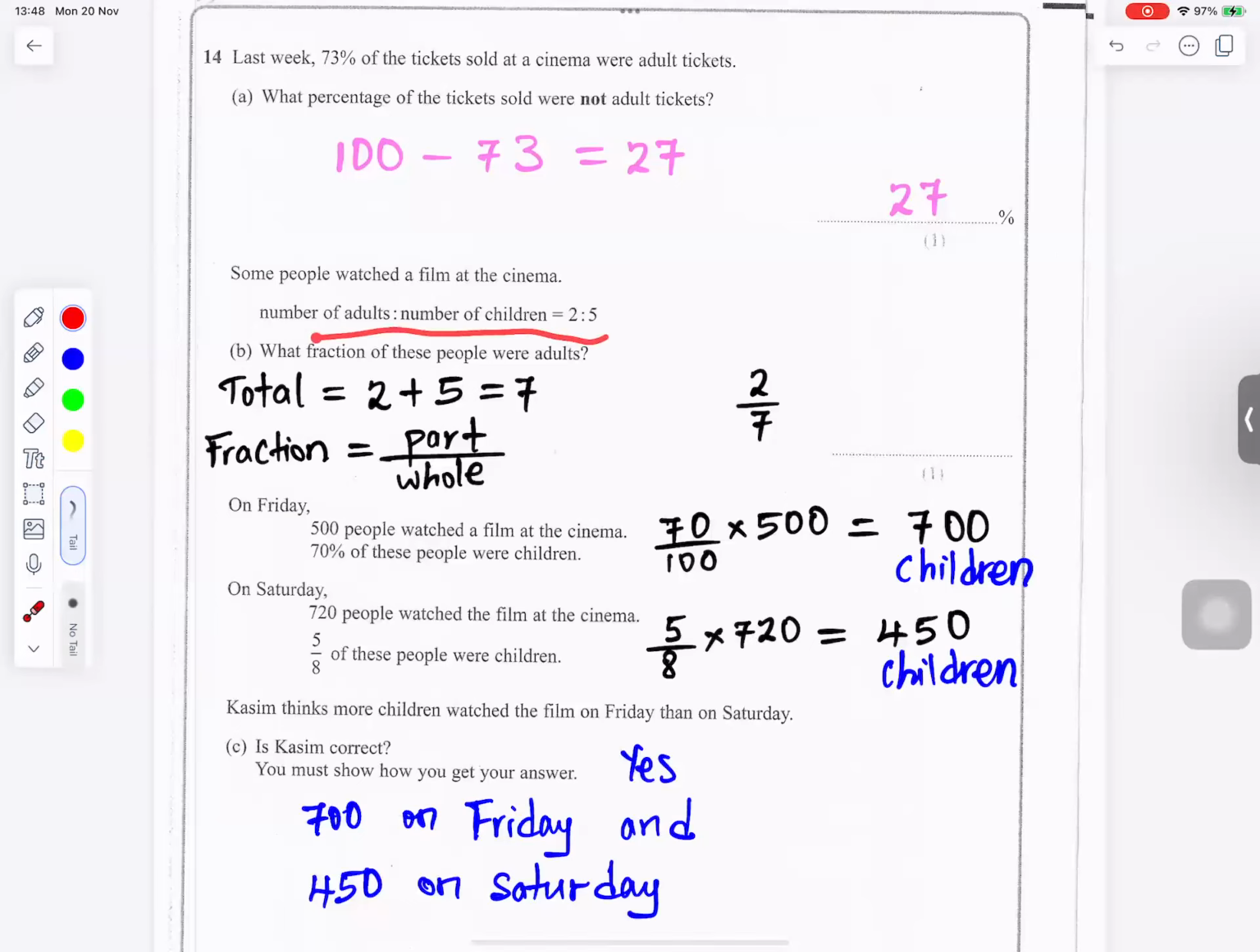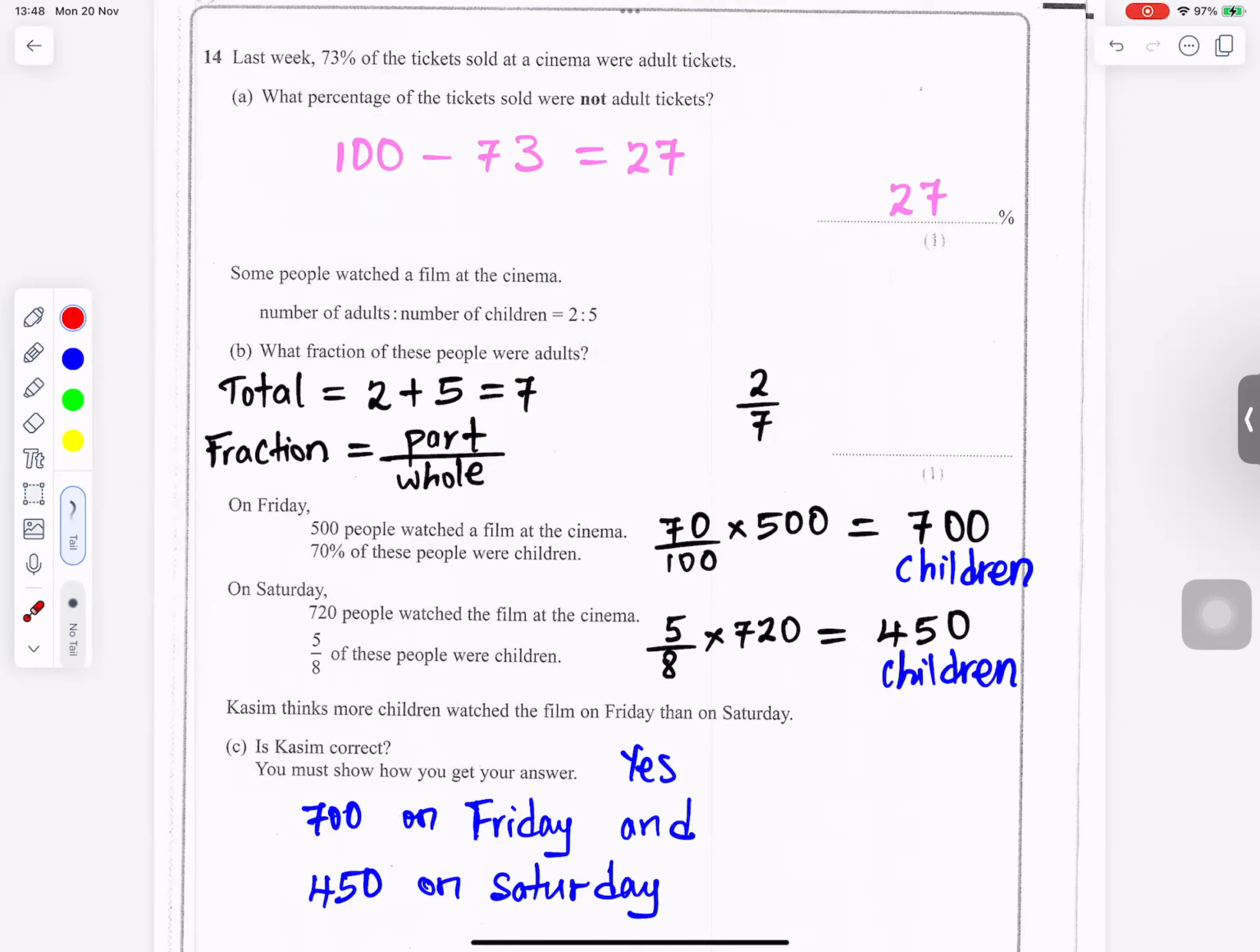What fraction of these people were adults? 2 is to 5. You add 2 plus 5, which gives you 7. And the fraction is a part divided by a whole. So adult is 2 and the total is 7. So 2 over 7.